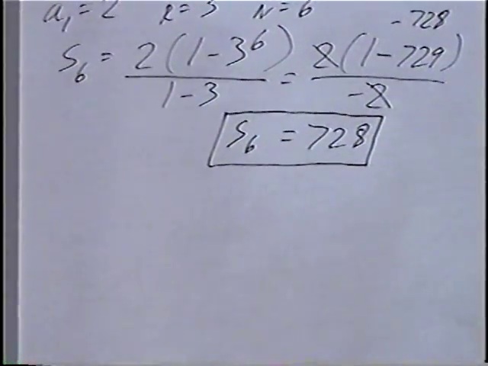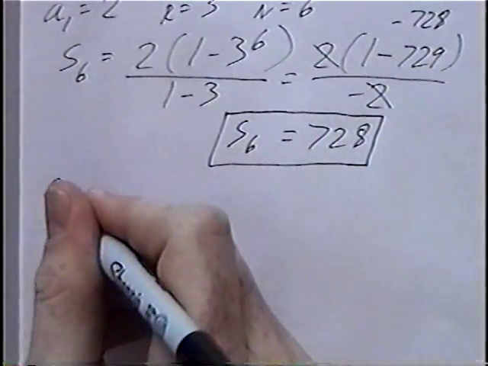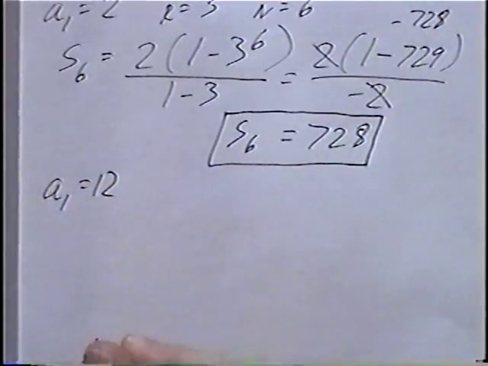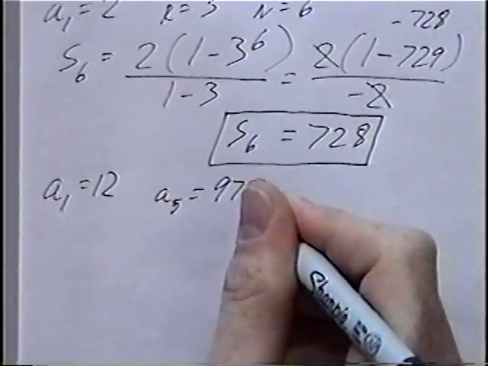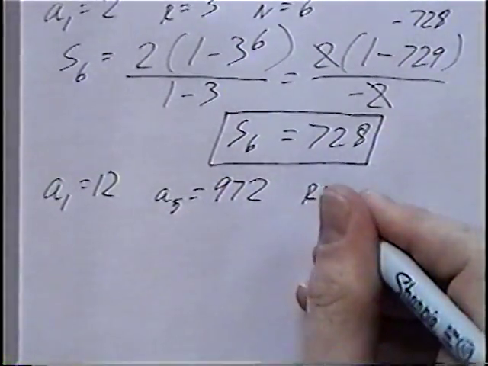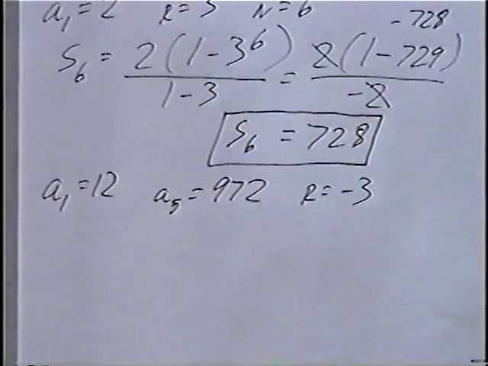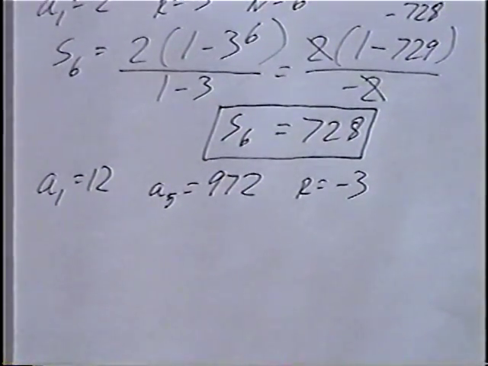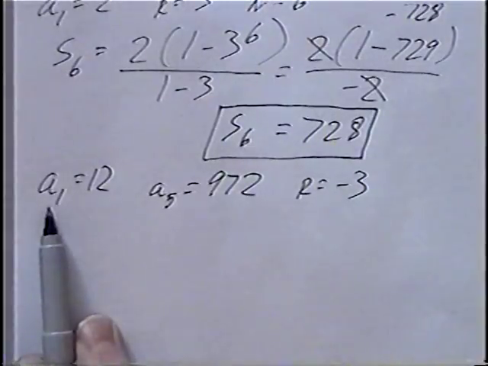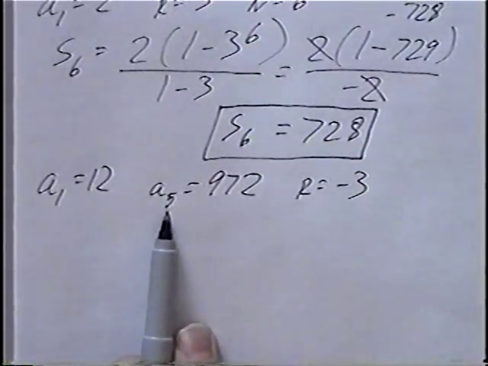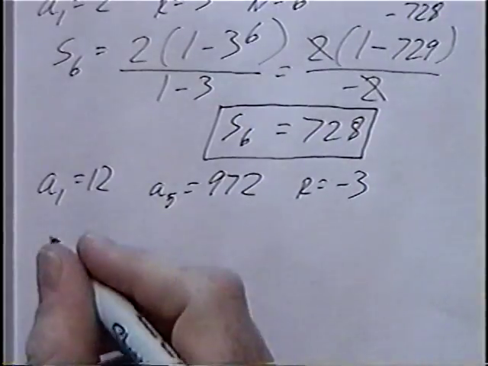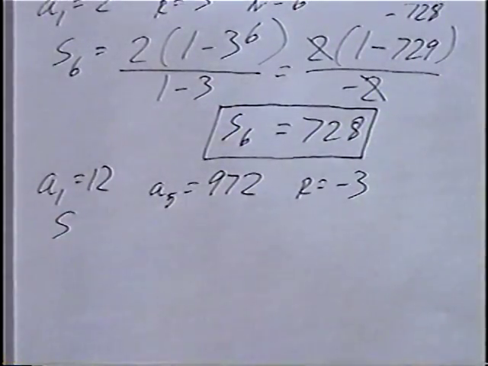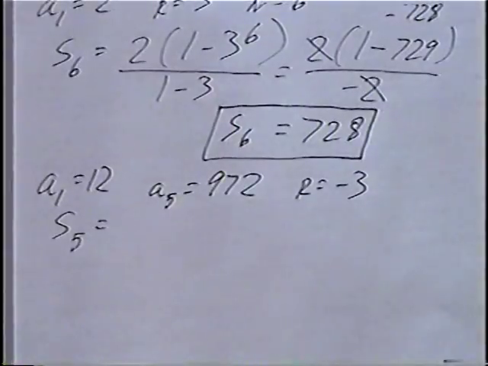Second question, and last question for the section. A sub 1 equals 12. A sub 5 equals 972. And R is equal to negative 3. Again, looking at the 3 variables given, A sub 1 the first term, A sub 5, which is the last term, and R equals negative 3, we'll use the second sum formula that was listed. S sub n, where n would be 5, so we're looking for the sum of the first 5 terms.